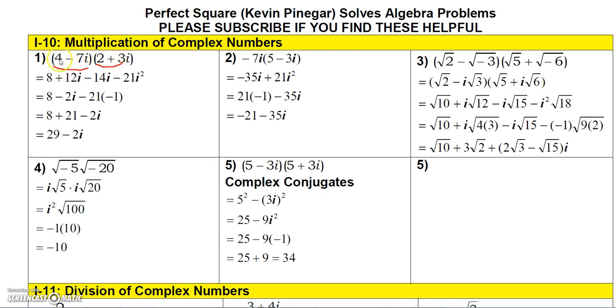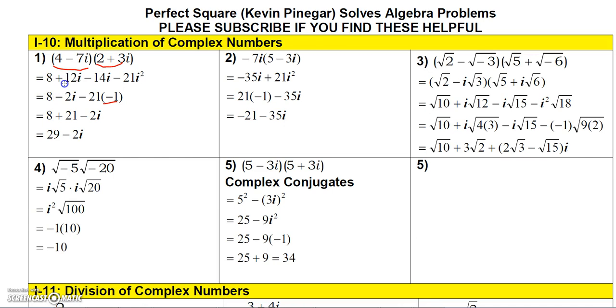So I can just take the 4 times the 2 and get 8, and then the outer product would be 4 times 3i, which is 12i. The inner product would be minus 7i times 2, which is minus 14i. And then the last product, minus 7i times 3i, would give me minus 21i squared. Now, one thing you have to remember, that i squared always equals negative 1. So we're going to replace that i squared there with negative 1.